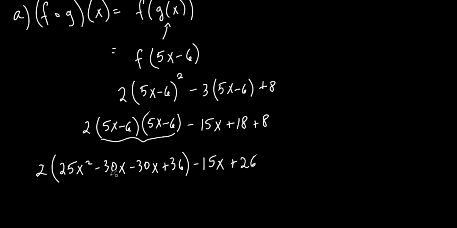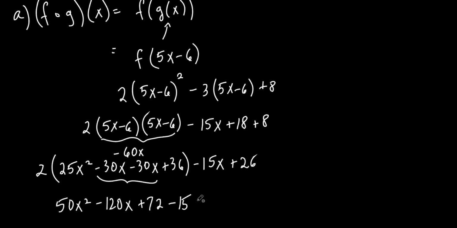All right. Then what do we do here? We could add some like terms, couldn't we? You just want to stick that here so we don't have to write everything down again. All right, so let's multiply the 2 through this. What are we going to get? 50x squared. This is a minus 60x. 2 times negative 60 is negative 120x. Everybody with me? And then 2 times 36, what's that? 72. Minus 15x plus 26.